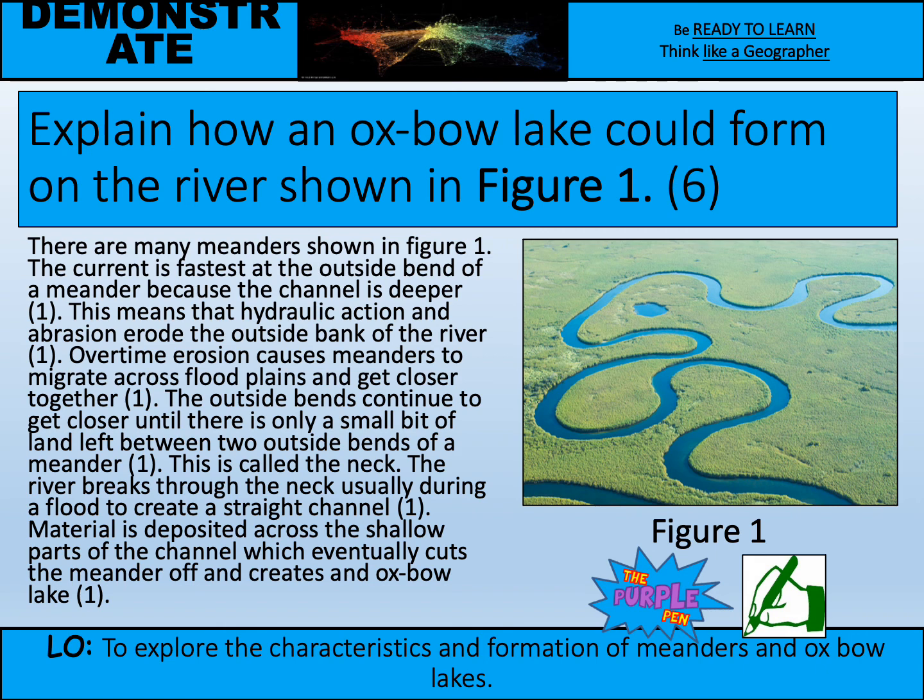The river breaks through the neck, usually during a flood, to create a straight channel. Material is deposited across the shallow parts of the channel, which eventually cuts the meander off and creates an oxbow lake. Real question for you now is, how many of you used a diagram or diagrams? We went through this in coasts. There is nothing to stop you having done this through annotated diagrams. That's the really key thing to do. Purple pen your answer, make sure you've used all those key terms, make sure you've really covered it well.